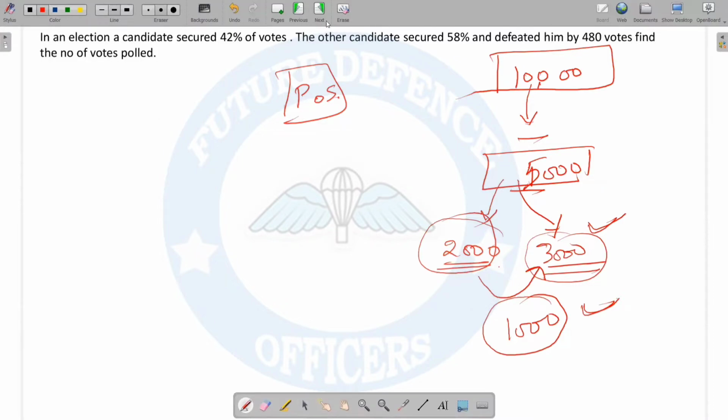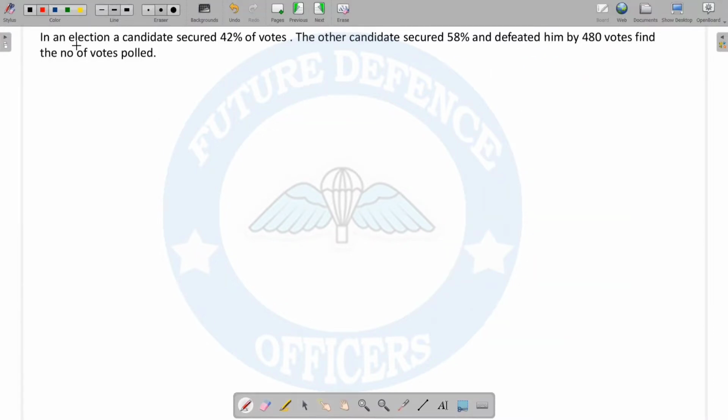Now let's come to this question. In an election, a candidate secured 42% of votes. Let's say there are a total of 100x voters. So A is getting 42x votes. The other candidate secured 58%. If they don't say otherwise and only 2 candidates are in the election, we can directly say the second person gets the remaining votes: 100x minus 42x, which is obviously 58x.